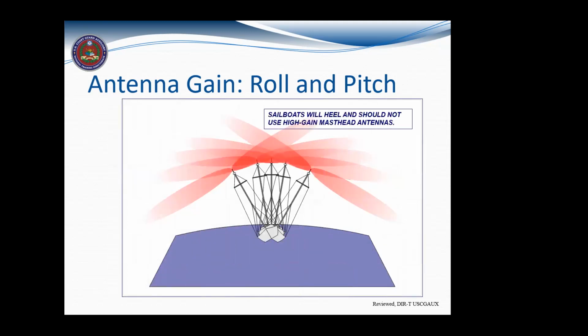Of particular concern would be on a sailboat, which is quite frequently rolling from side to side, and a 9 dB antenna will frequently be losing signal connection when you're rolling back and forth. So a sailboat will typically have a 1 dB or at the most 3 dB antenna, whereas a very large stable power boat would probably use a 6, might use a 9.